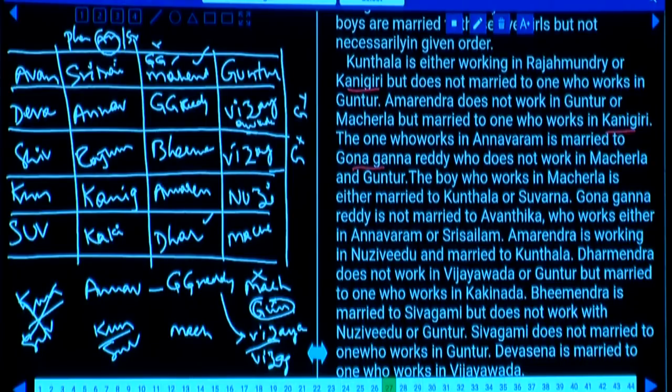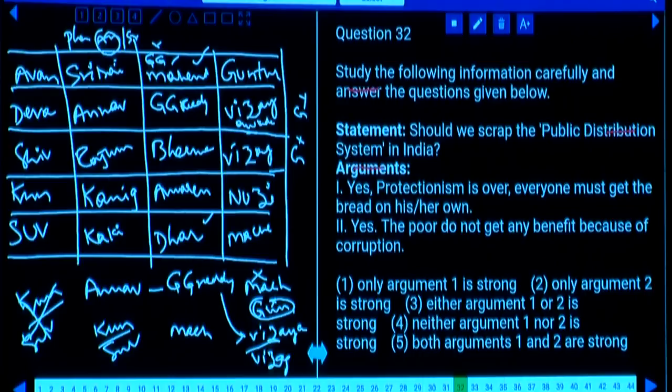Question numbers 27 to 31. Then question numbers 32 to 35. Now here in this one, what is the information here? Now this is about strong and weak arguments.